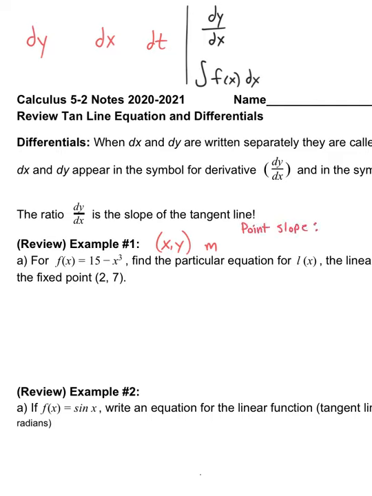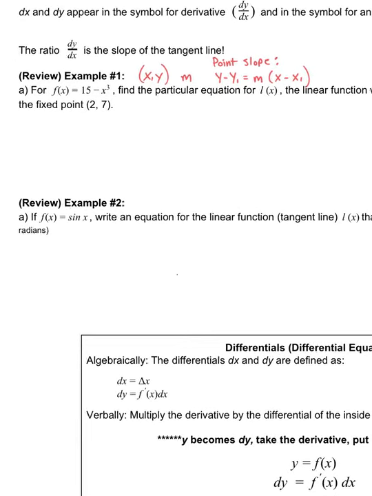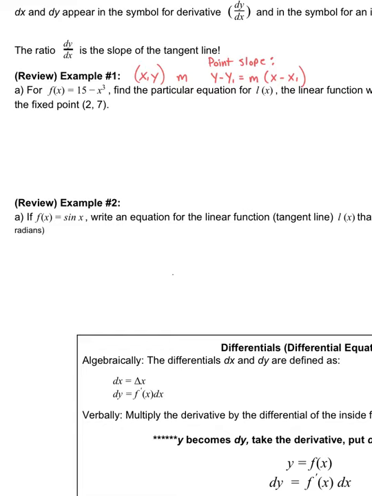All right, you take y minus your y coordinate. It's equal to the slope, parentheses, and inside parentheses, x minus what your x coordinate is. So, in the first example, I have given you your x and your y. We have x is equal to 2, and our y is equal to 7. So we need to find m, our slope.